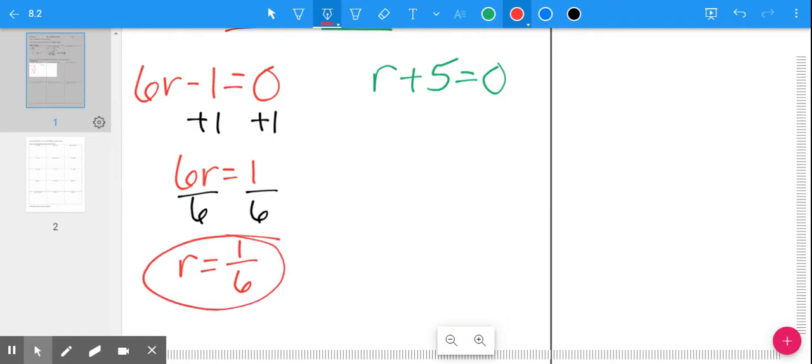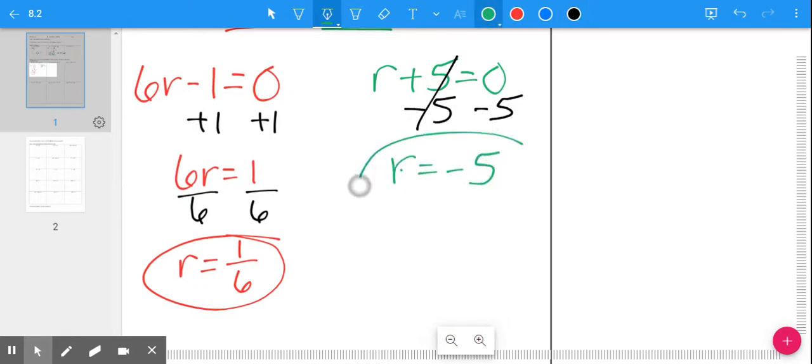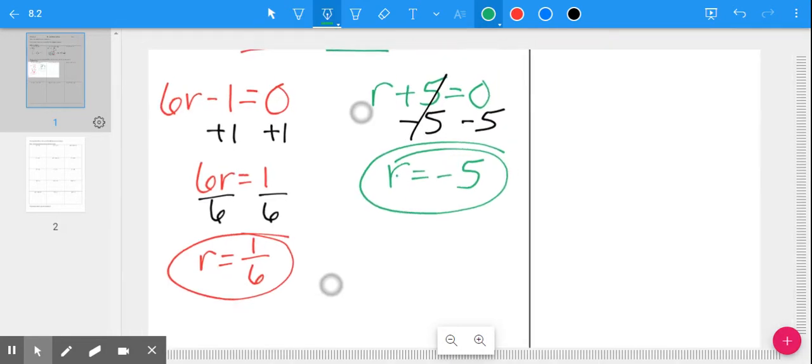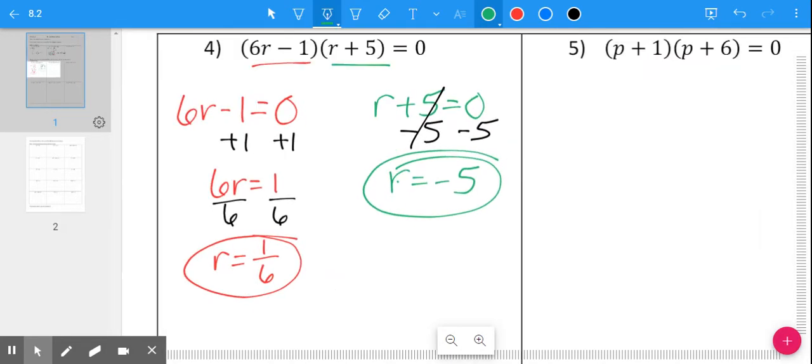So if we plug in a 1/6, we'll get out a y value of 0. That's what this means. So for the other one, r plus 5. Subtract 5 on both sides to get rid of that plus 5, and we're left with r equals negative 5. So that's the other r value that would make this entire equation equal 0. Those are also your x-intercepts. Your x-intercepts are also referred to as roots and zeros.